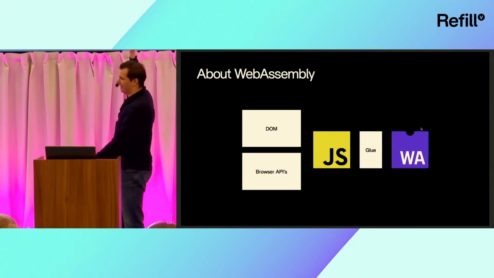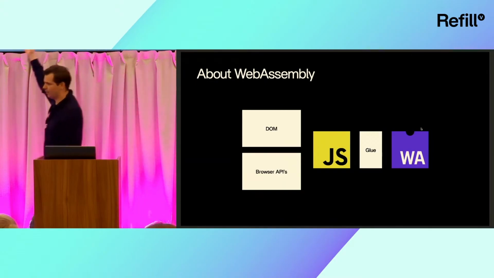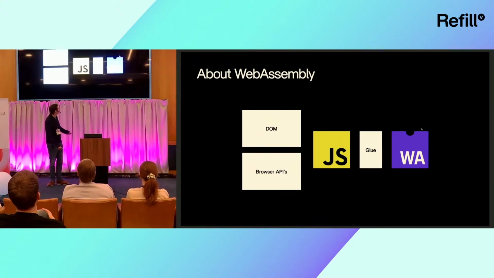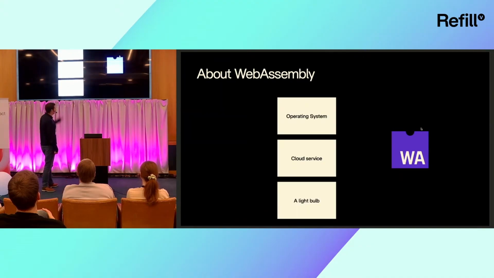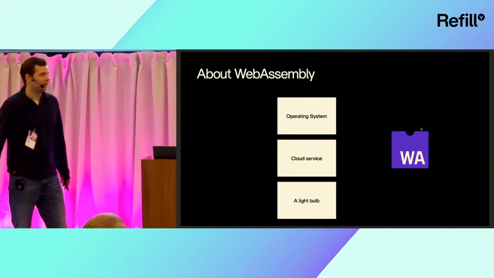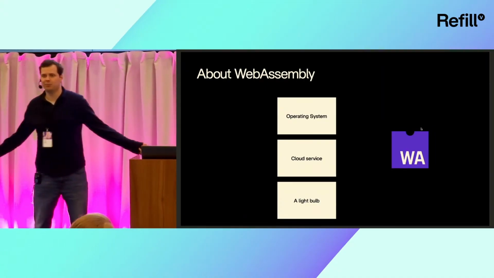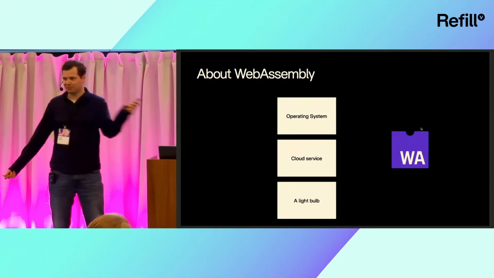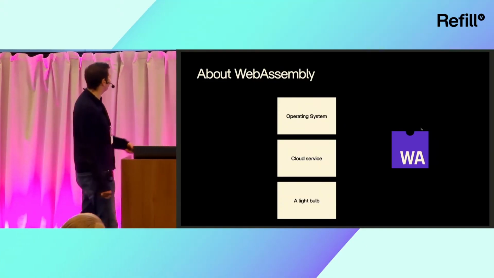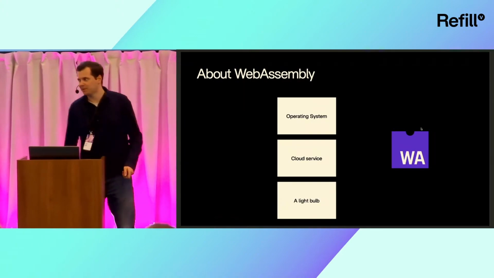WebAssembly doesn't have to use the browser, it doesn't have to run in the browser. It can be whatever you want. It can be the operating system directly, if you have an operating system which supports WebAssembly. It can be some kind of cloud service which has an API like create container, destroy container, that you can have a WebAssembly container running. A light bulb. Do you want your light to be controlled by some kind of program, and your light bulb understands WebAssembly? Just give it a WebAssembly program which controls your light bulb, and now you can party all night.